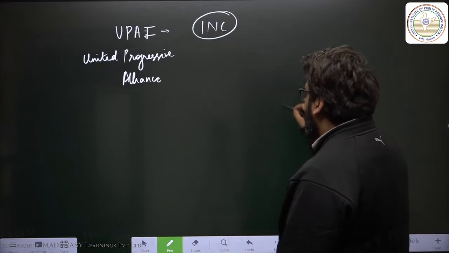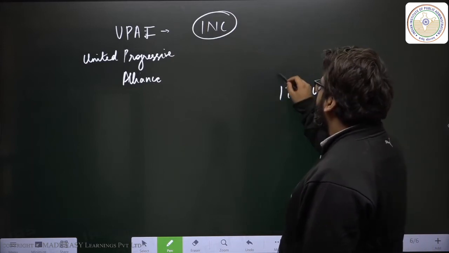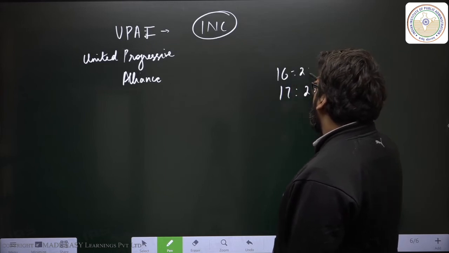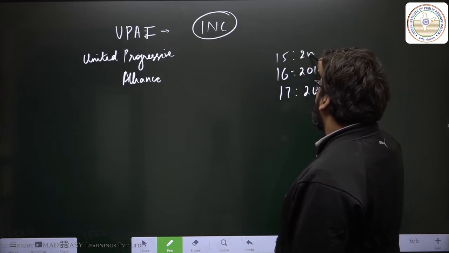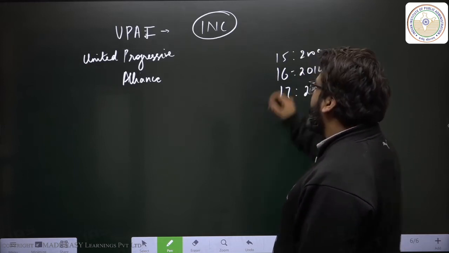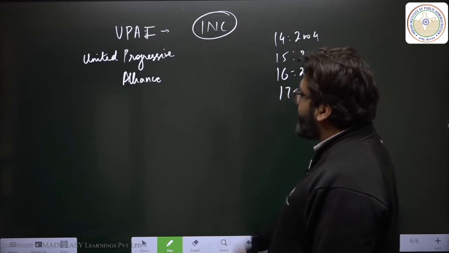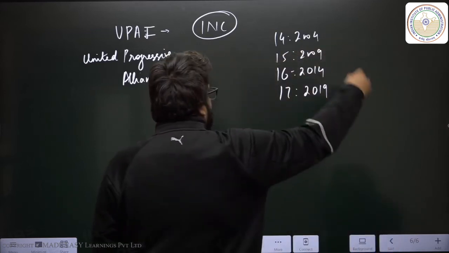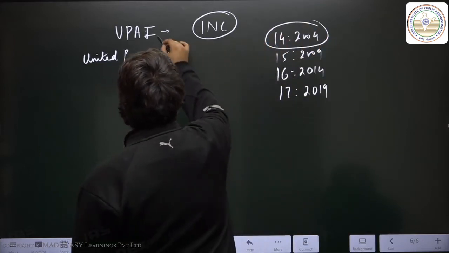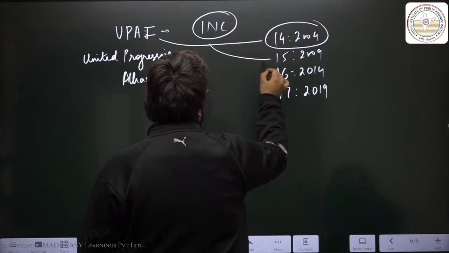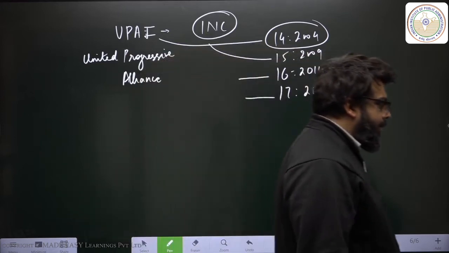Now we are currently in the 17th Lok Sabha, which is 2019 onwards. The 16th was 2014 to 2019. The 15th was 2009 to 2014. And the 14th was 2004 to 2009. This is the Lok Sabha we are talking about. This is where UPA 1, then UPA 2, NDA 1, NDA 2.